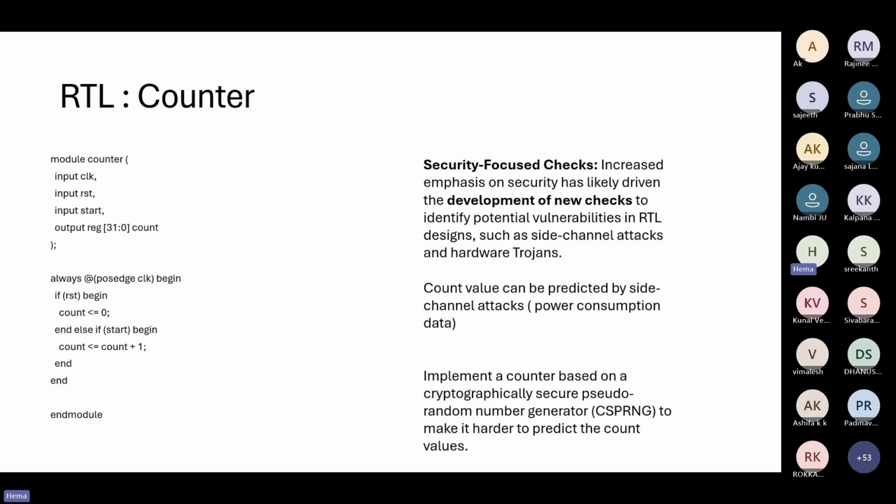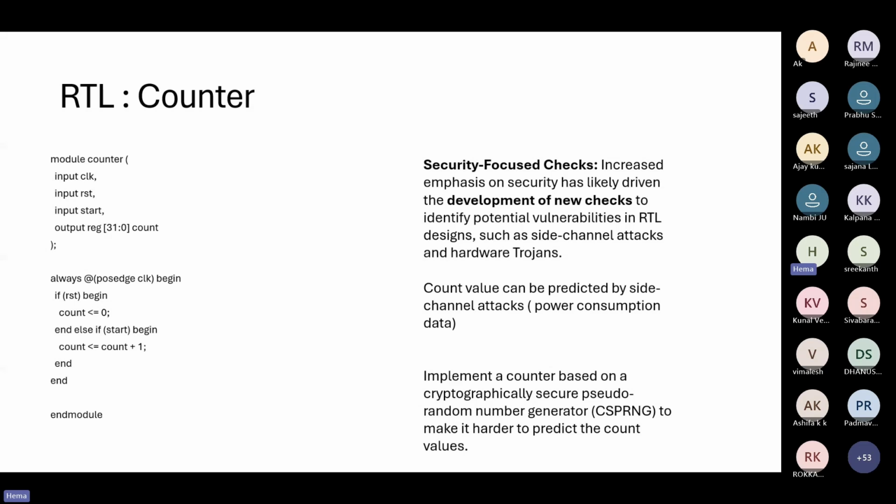Okay. So I was talking about, on the left side, you have Verilog code for a counter, which looks okay from a basic RTL perspective. But if you look at it, there are hard coded values here. So with future open source lints, security focused checks would be a part of our daily lives. Here, there are potential vulnerabilities in this RTL design.